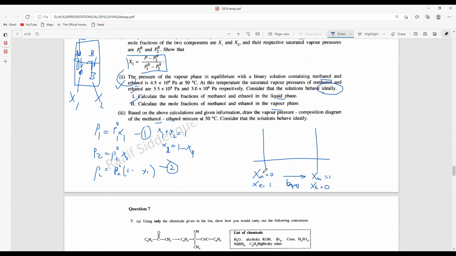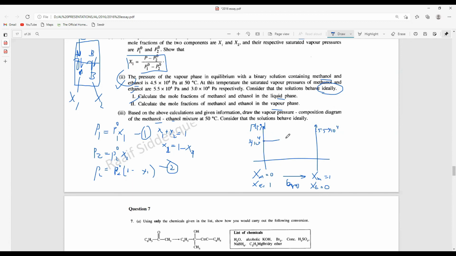So when ethanol mole fraction is 1, this is pressure in Pascal. I have to mention all this. So you know when ethanol mole fraction is 1, there is only ethanol. So that is the saturated vapor pressure of ethanol. So what is the saturated vapor pressure of ethanol? That is 3 into 10 to the power 4. So you just put something here and indicate that 3 into 10 to the power 4. And when methanol is 1, its pressure is 5.5. So you can show here this 5.5 into 10 to the power 4 Pascal.